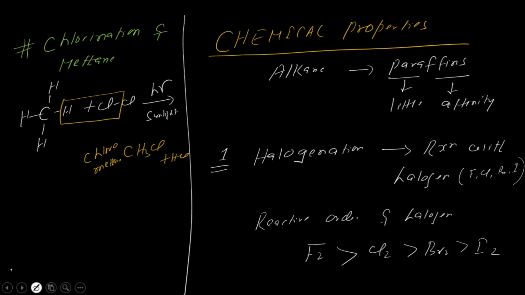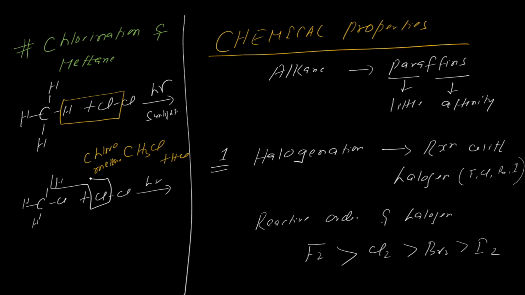Now what is next? Again this chloromethane will react further, it will undergo chlorination, further chlorination in presence of sunlight. So what will happen? One HCl will come out from here, and it will form CH2Cl2 plus HCl, and this is dichloromethane. Dichloromethane.